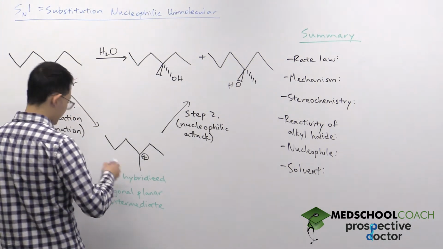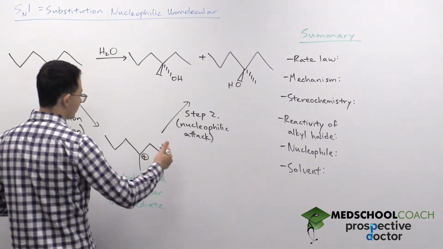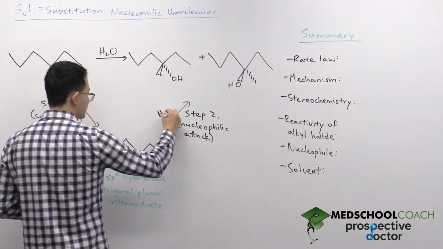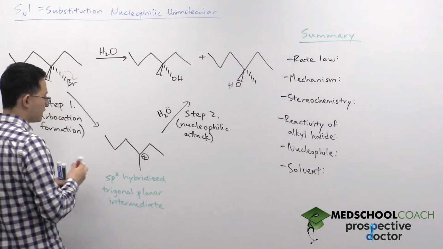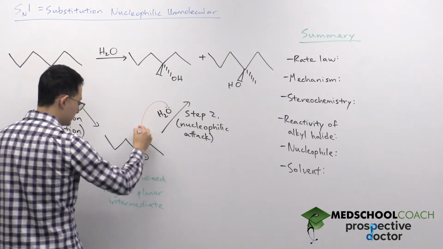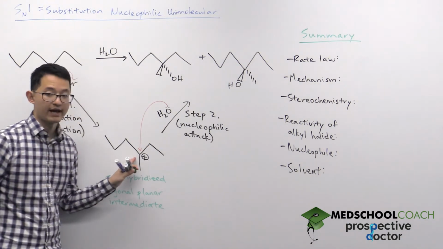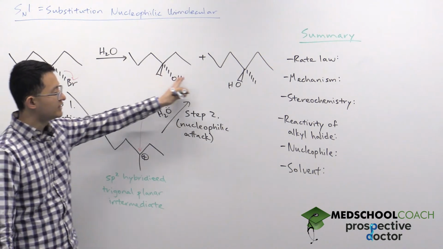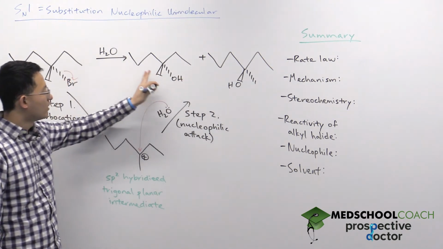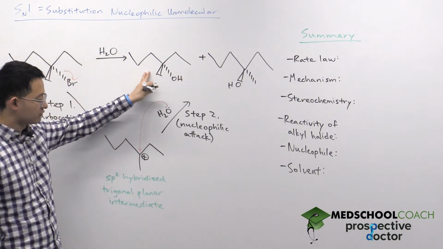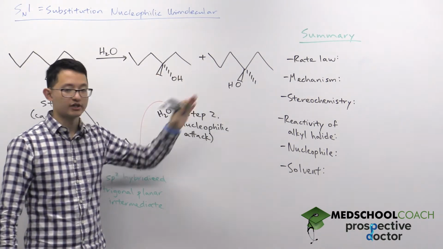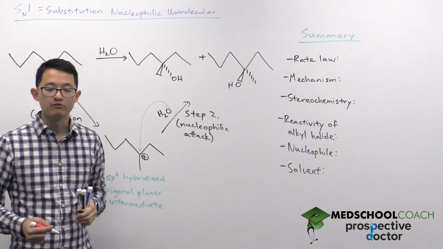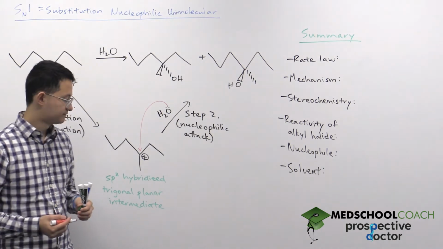So here, we can go ahead and draw in our molecule of water, the solvent, which is going to make the nucleophilic attack at the carbocation. And as you can see here, as products, we do end up with two products. One stereoisomer when the carbocation was attacked from above, and the other stereoisomer when the carbocation was attacked from below.